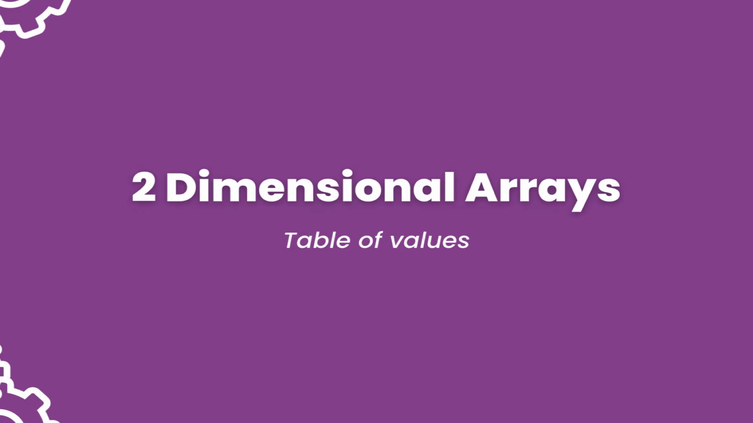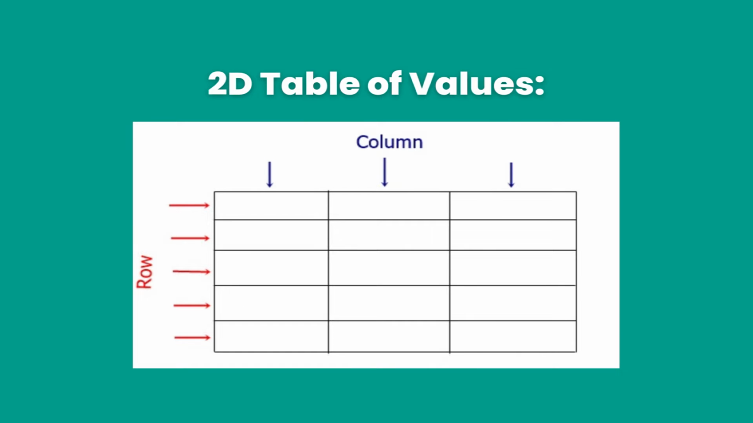Hey guys, so far you have learned how to create a single list of values, which is known as an array. But sometimes you may want to create a table of values. A table of values is known as a two-dimensional array. A two-dimensional table of values can look something like this. The rows are the horizontal lines and the columns are the vertical lines.